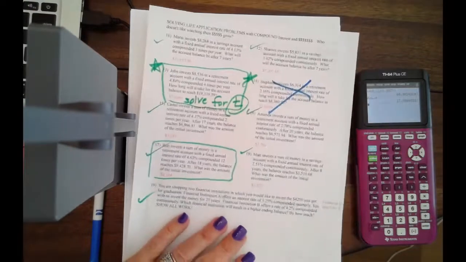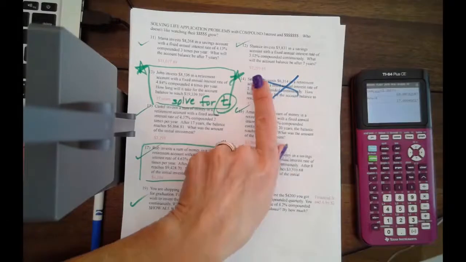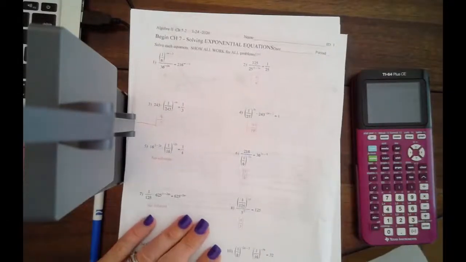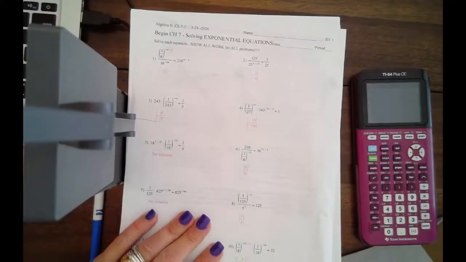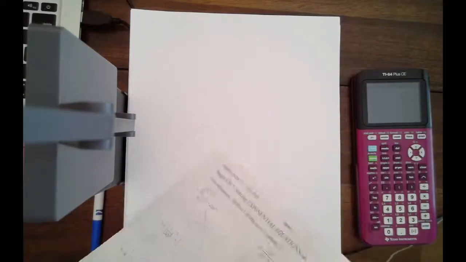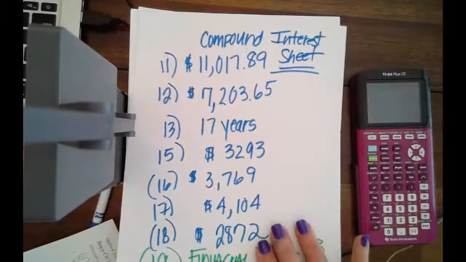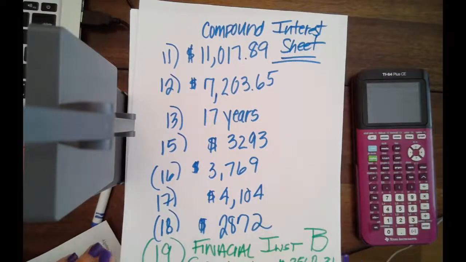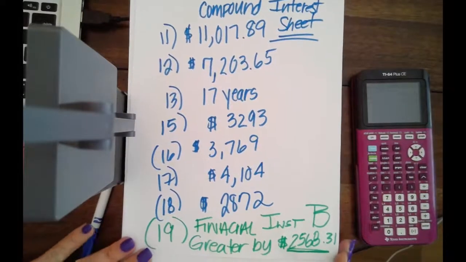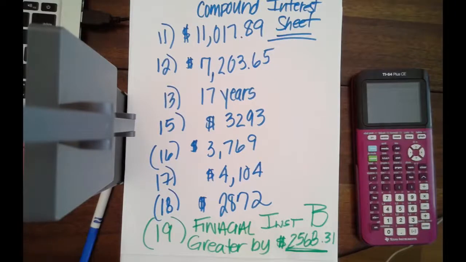Okay, here's the sheet we're talking about, the compound interest. It is on the back side of the assignment I gave you, Chapter 7-2, Solving Exponential Equations. What I have in my hands now are the answers to all the compound interest problems that you should have been able to solve or calculate. So here they are.